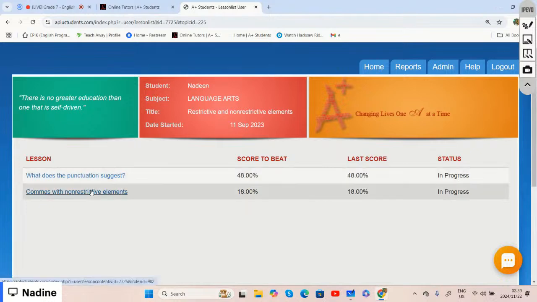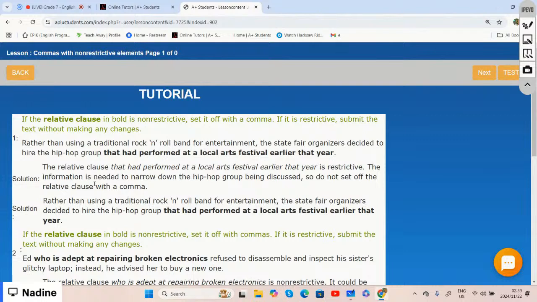Now we're going to choose the commas with restrictive elements. It says that if the relative clause in bold is non-restrictive, set it off with a comma. Then we need to set it off with a comma. If it is restrictive, submit the text without making any changes. So if it is non-restrictive, we need to set it off with a comma. But if it is restrictive, we need to submit the text without making any changes.